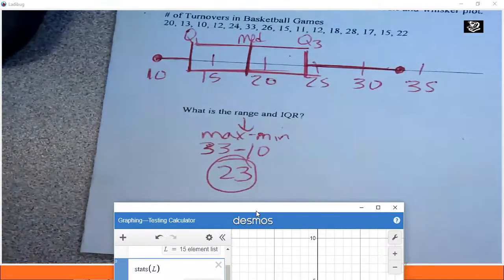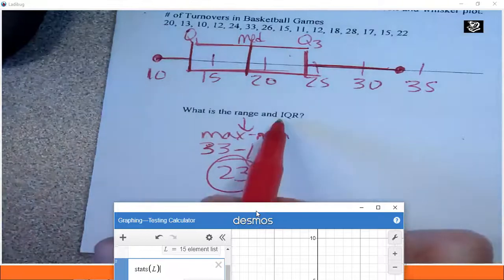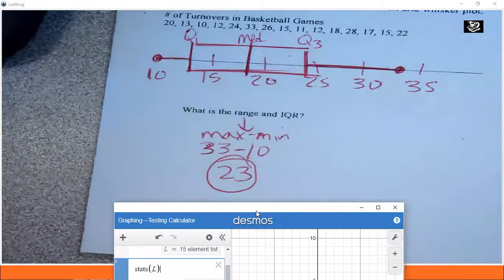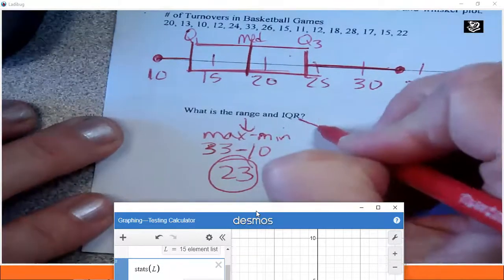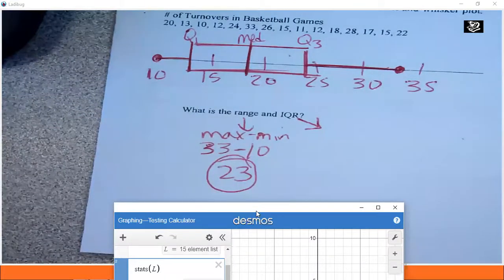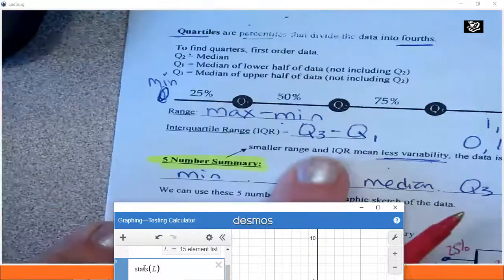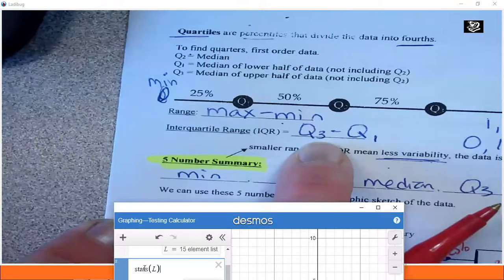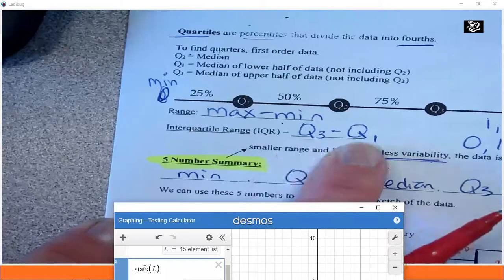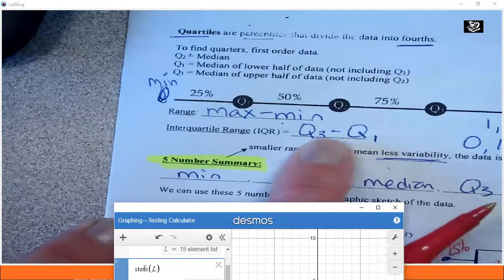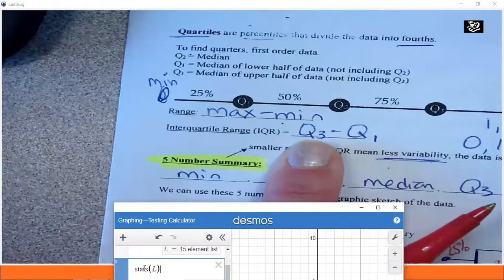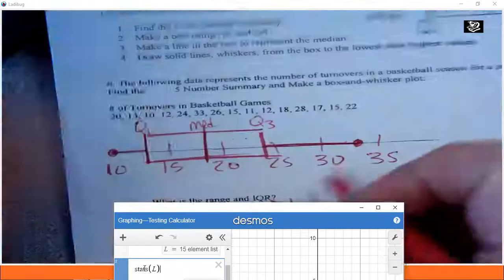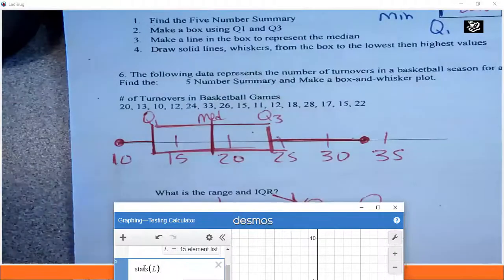Tania, what do we say the formula for IQR was? Look at the top. It's the interquartile range. Yep. And what do we say the formula was? What do we write? Q3 minus Q1. Good.